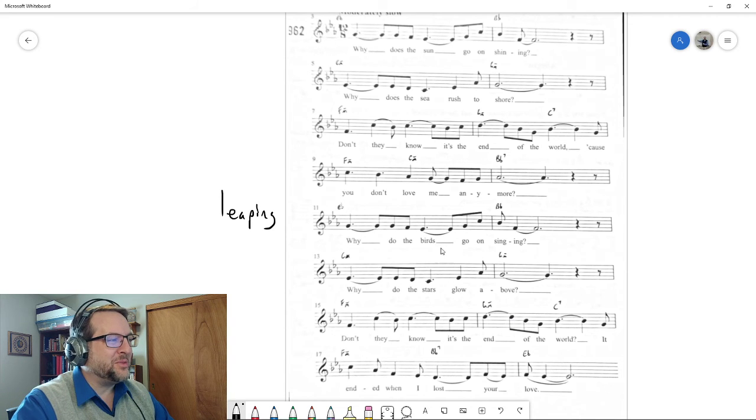But there's hope out there too, because the birds do go on singing, the sun does go on shining, the sea rushes to the shore. Just because it's the end of the world for us doesn't mean it's the end of the world, really. And hopefully you're doing fine. You know, another song, End of the World as We Know It, and I'm doing fine.